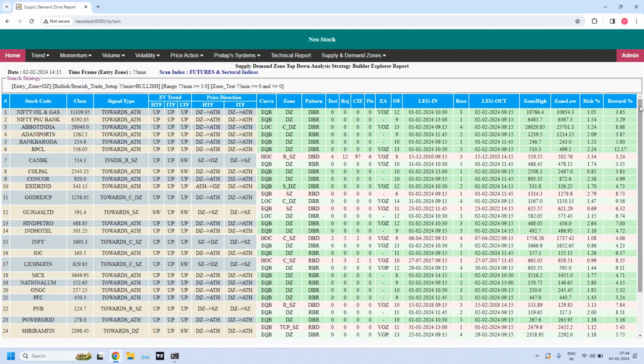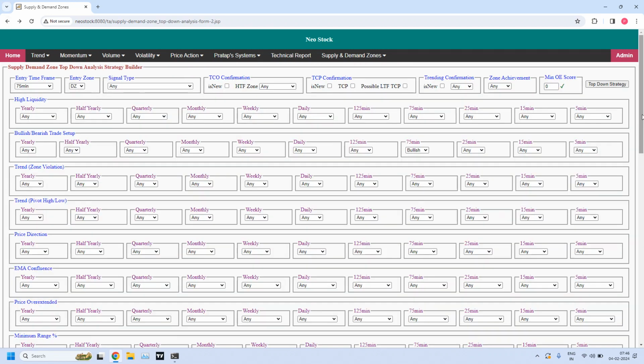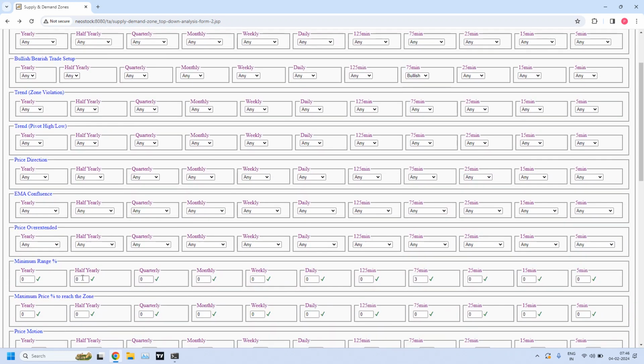Okay, still you may feel this 28 stocks is a big list. Time is not enough to analyze all these 28 stocks. So for that, what can we do? Near to the zone, because your entry zone is a demand zone. So in this parameter, maximum price percent to reach the zone at 75 minutes time frame. First, let us check if any stocks are at least 1% near to the zone, within 1% level.